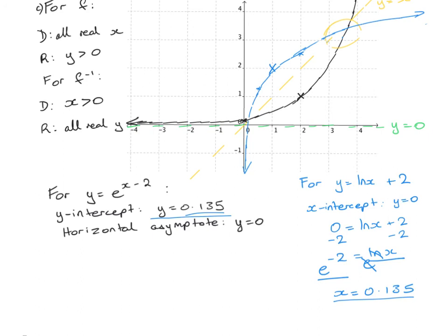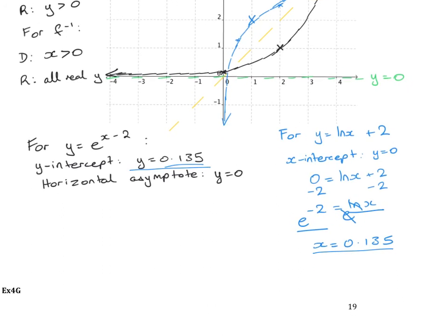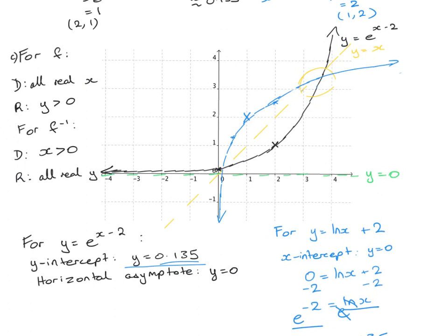Now the blue function has a vertical asymptote. And that's just the line x equals 0, or in other words, the y-axis. Remember, that's this line here. For the blue function, that's the asymptote, and that's the line x equals 0.